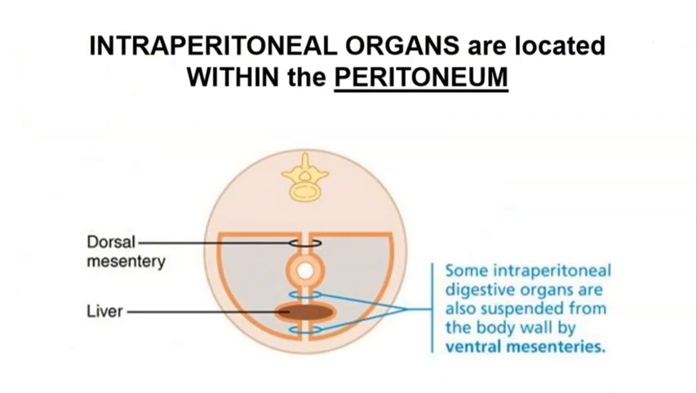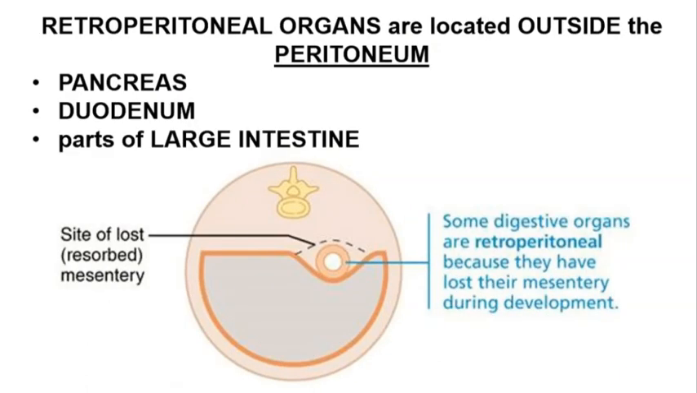Organs that are located within the peritoneum are referred to as intraperitoneal organs. Some organs, such as the liver, are suspended from the body wall by a structure called the ventral mesentery. Any digestive organs that are located outside of the peritoneum are referred to as retroperitoneal organs. And these organs include the pancreas, the duodenum, which is the initial segment of the small intestine, as well as segments of the large intestine.